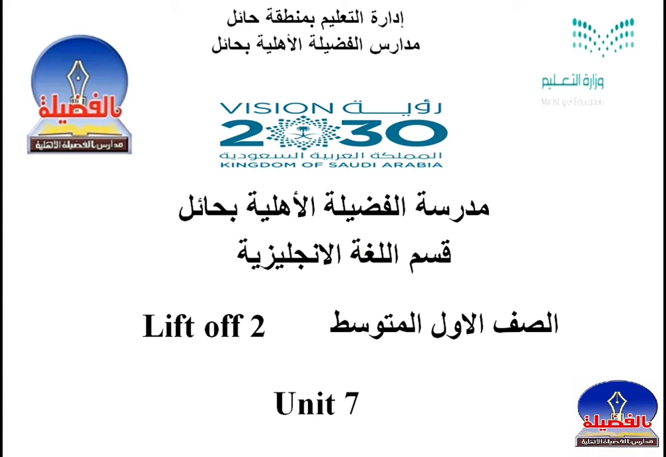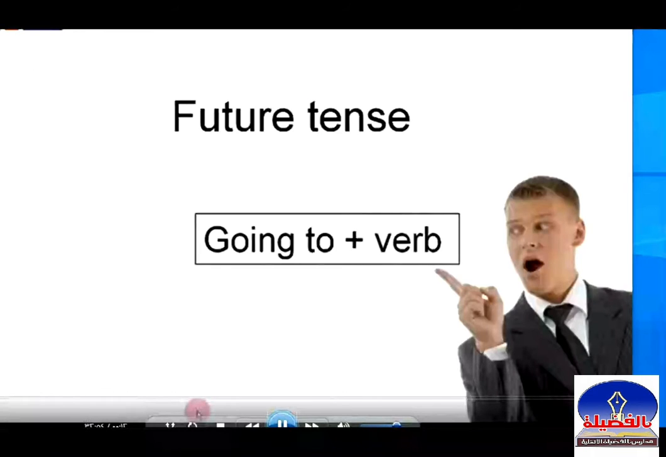Hi everyone, how is it going today? I hope you are well. Today we are going to study Unit 7. We are going to study some grammar points in Unit 7. And we are going to look at the future tense. So we're going to look at verbs in the future tense, and in particular we are going to look at the form of going to plus a verb.